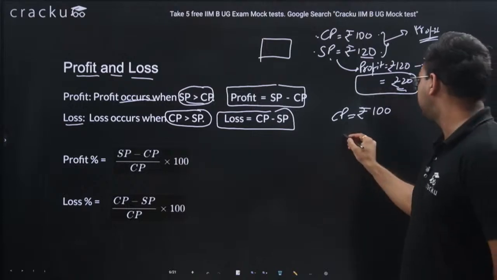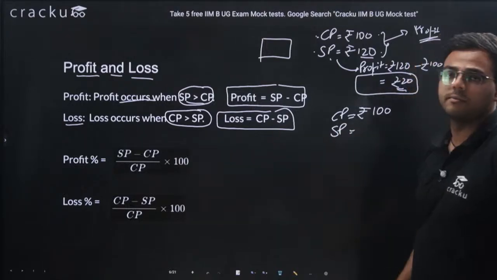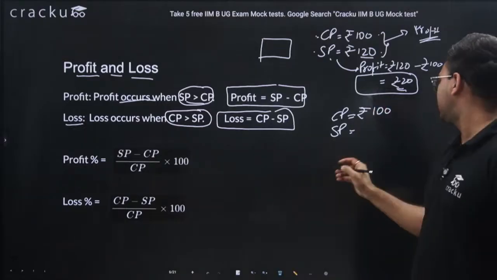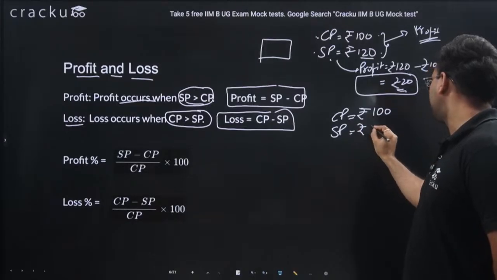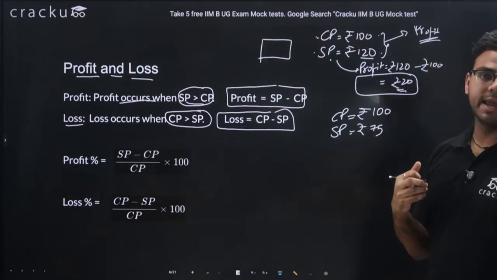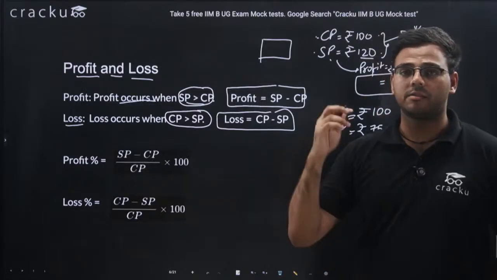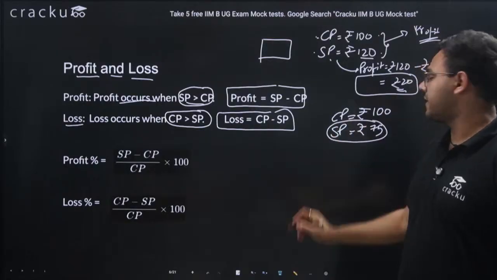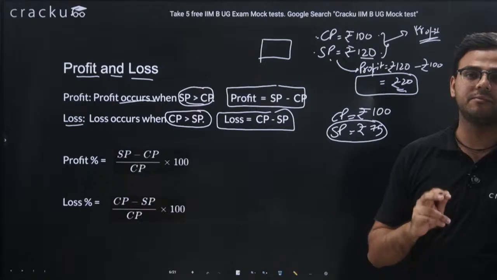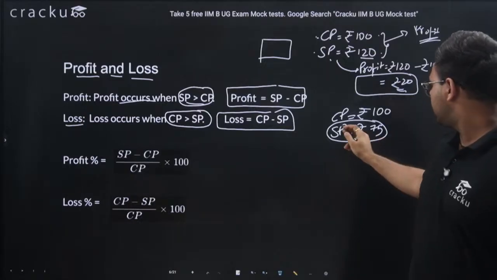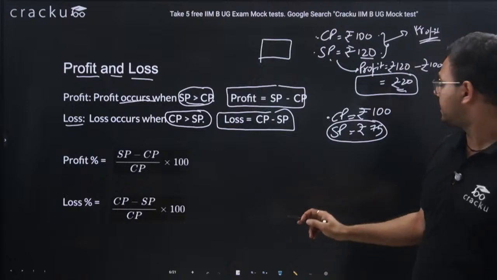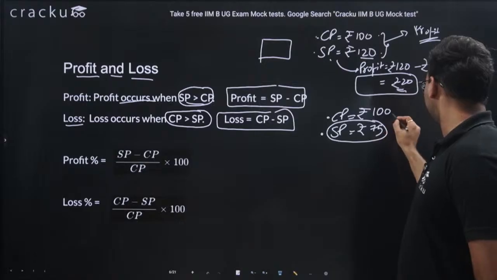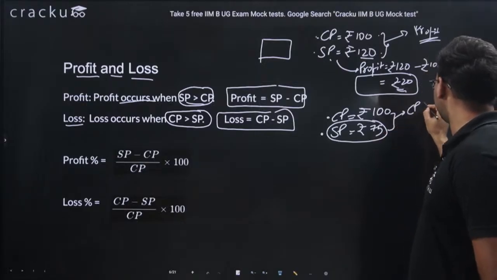But now I am selling this item to you, who is the customer. Let's say I am selling this item to you at rupees 75. I am getting this item at rupees 100, the amount which I paid, and I am taking only rupees 75 from you. As a shopkeeper, I am taking 75 rupees from the customer. So you can clearly see that the cost price of the item, which is 100, is greater than the selling price of the item, which is rupees 75.